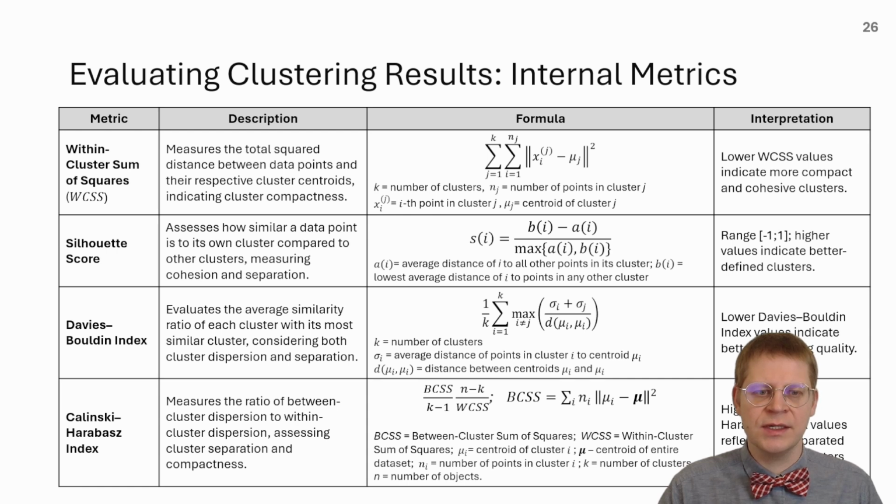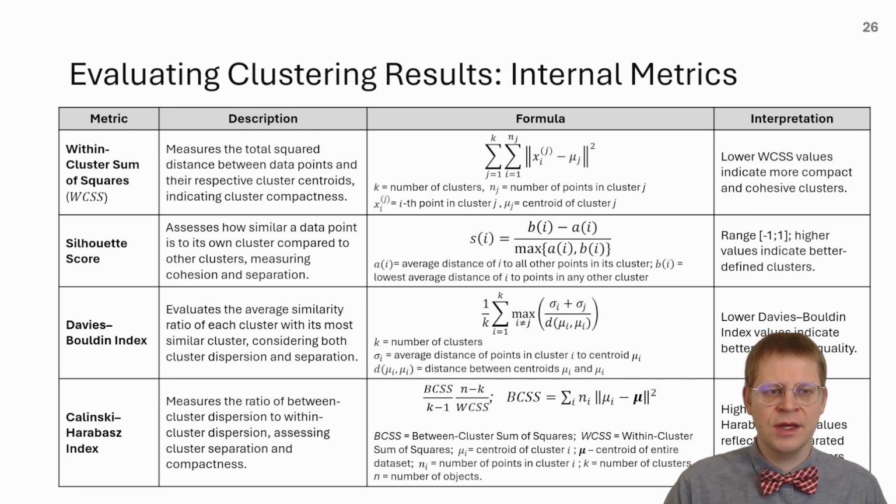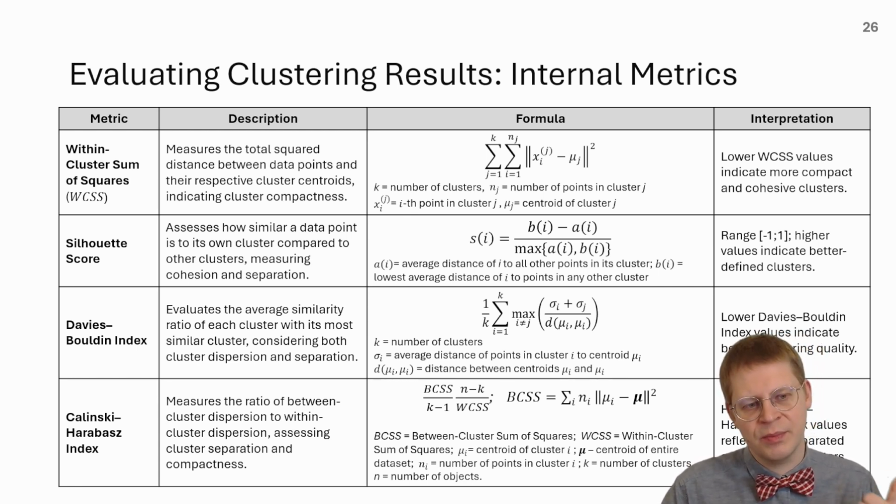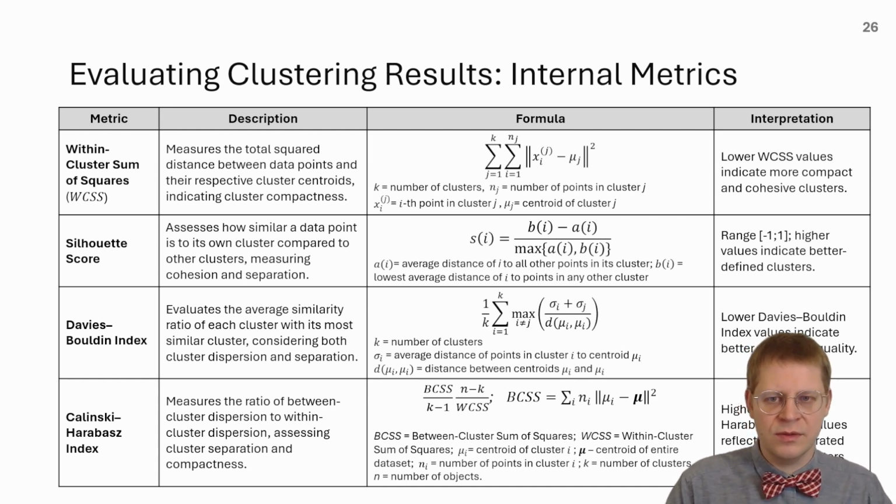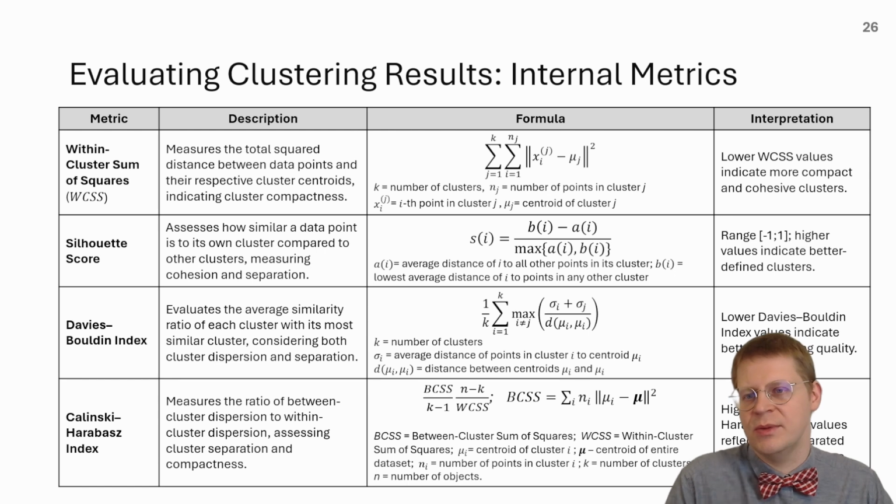The Davies-Bouldin index penalizes clusters that are too close to each other, while the Calinski-Harabasz index rewards well-separated clusters. These metrics help us judge the quality of our clustering results objectively. And notice how each metric addresses a different aspect of clustering: compactness, separation, or both. And these are the metrics if we do not have the labels. What if we, for some reason, do have the labels? Maybe somebody labeled them.